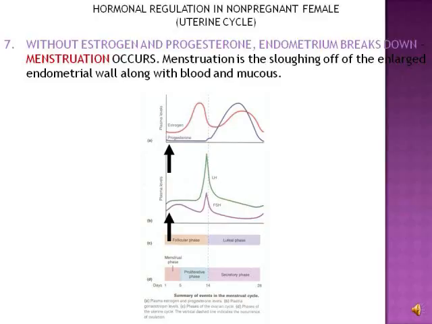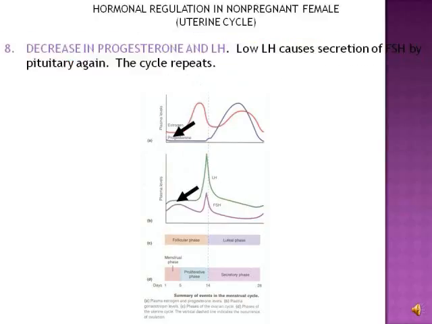In step 7, without these two hormones, estrogen and progesterone, the endometrium then breaks down and menstruation occurs. Menstruation is the sloughing off of the enlarged endometrial wall along with the blood and the mucus. In step 8, there is a decrease in progesterone and LH. This shows the low luteinizing hormone causes the secretion of the follicle-stimulating hormone by the pituitary again. In other words, the cycle is going to repeat.